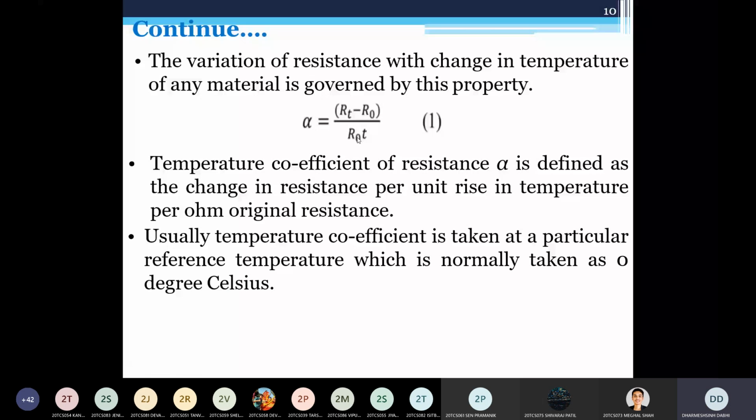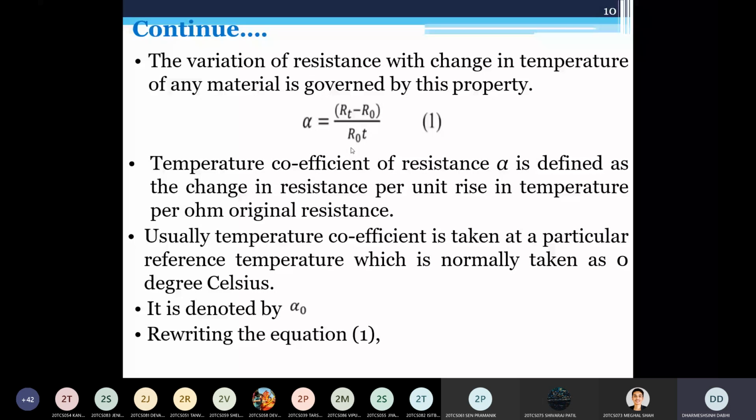Usually we measure this temperature coefficient at a particular reference temperature, and generally this reference temperature is 0 degree Celsius. Based on that we calculate alpha. So it is called alpha 0, because we calculate this coefficient at the reference temperature of 0 degree Celsius. So generally we write alpha 0 in the equation, because we measure it at 0 degree Celsius.